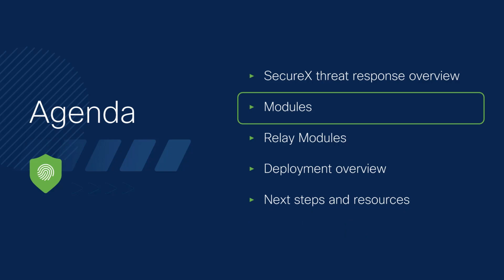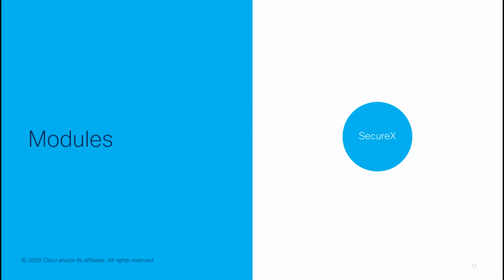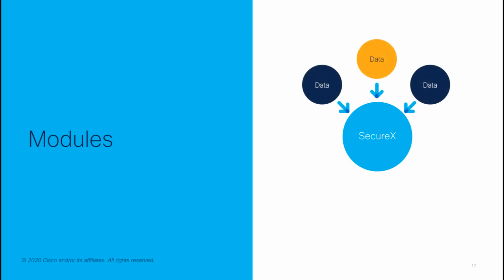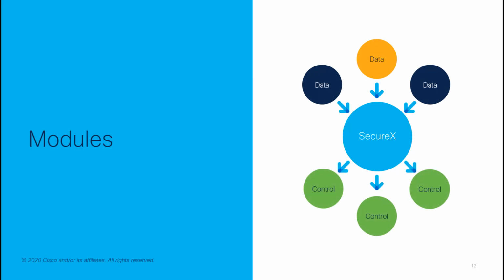Modules. SecureX Threat Response is essentially an API aggregator. Each API is handled by a module, some for data, external data, local data, some for control, and some, of course, handle two or even all three of these possible functions. The modules are what use all of these APIs of the external products so that you don't have to.